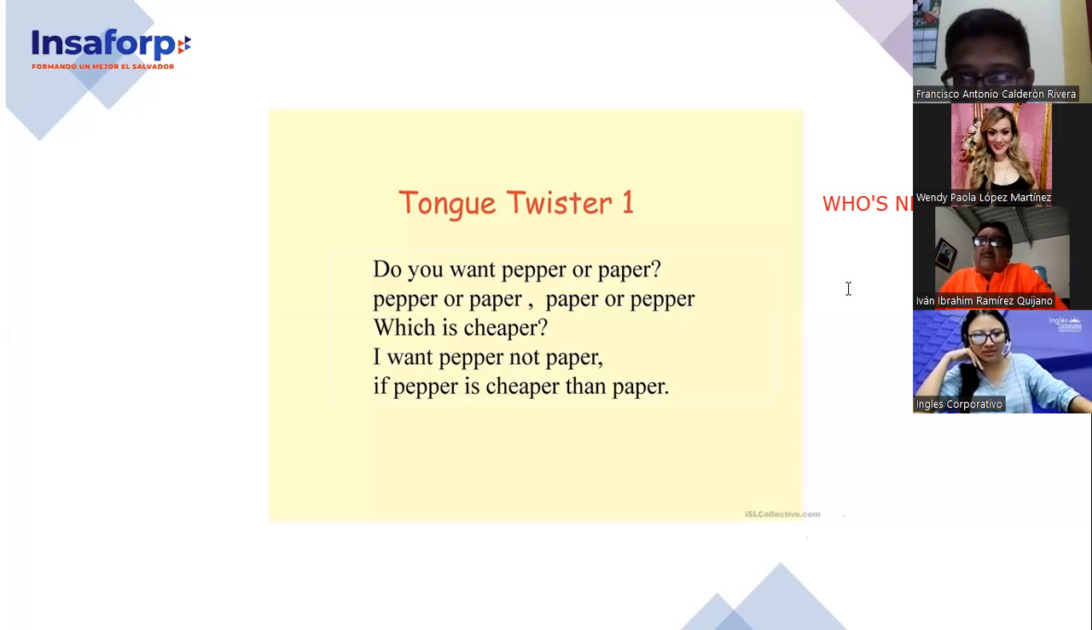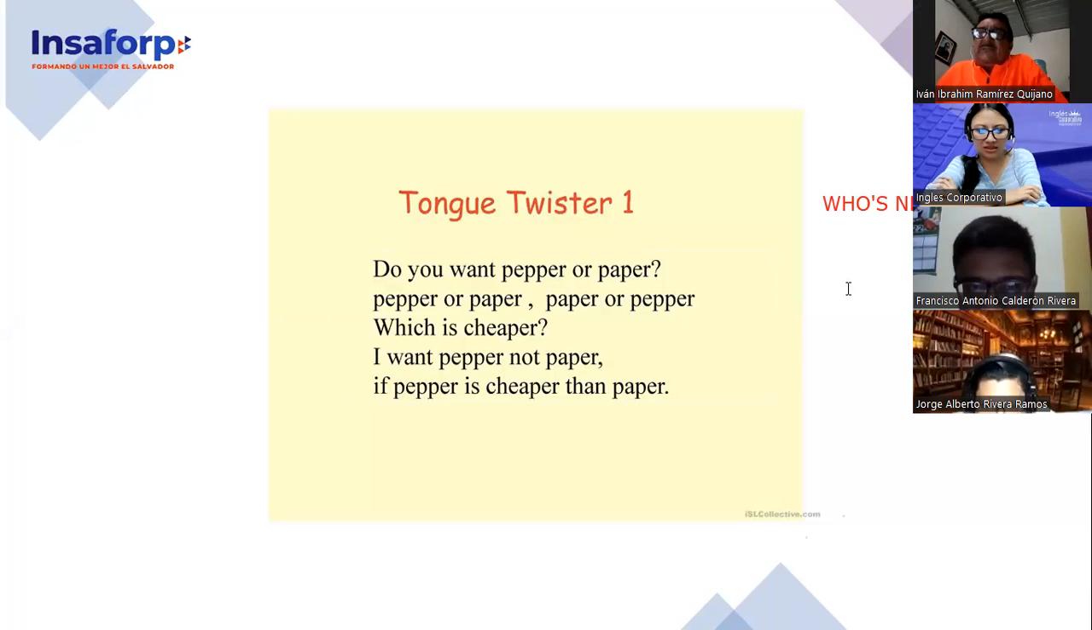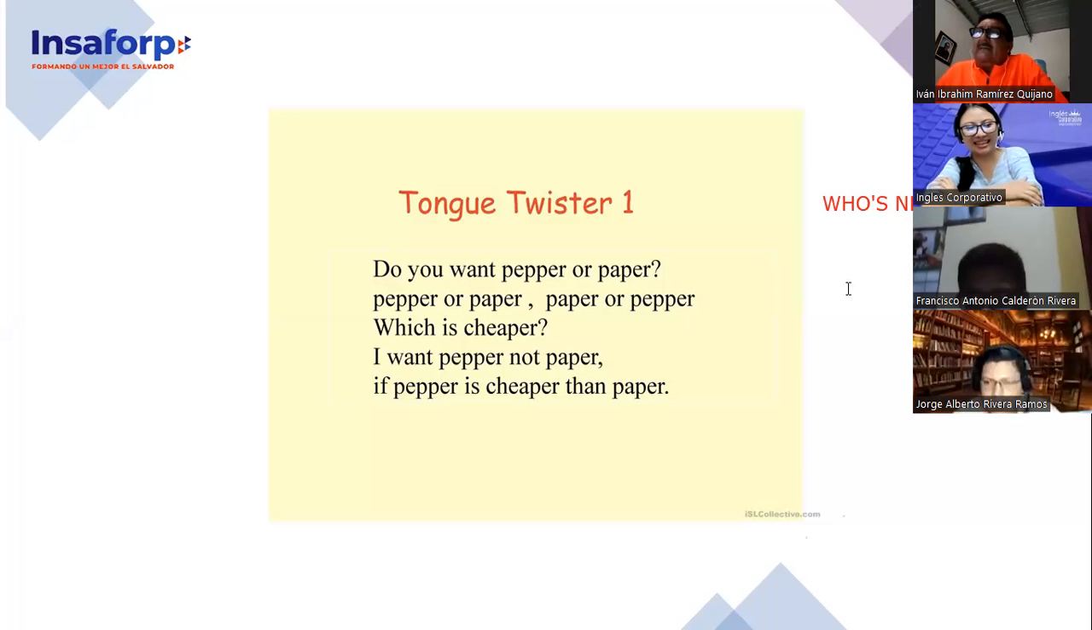Pick a volunteer, please. Ivan Ibrahim. Ivan, I know you can do it. Go, please. Do you want pepper or paper? Pepper or paper? Paper or pepper? Which is cheaper? I want pepper, not paper, if pepper is cheaper than paper. That was excellent. Excellent, Ivan.